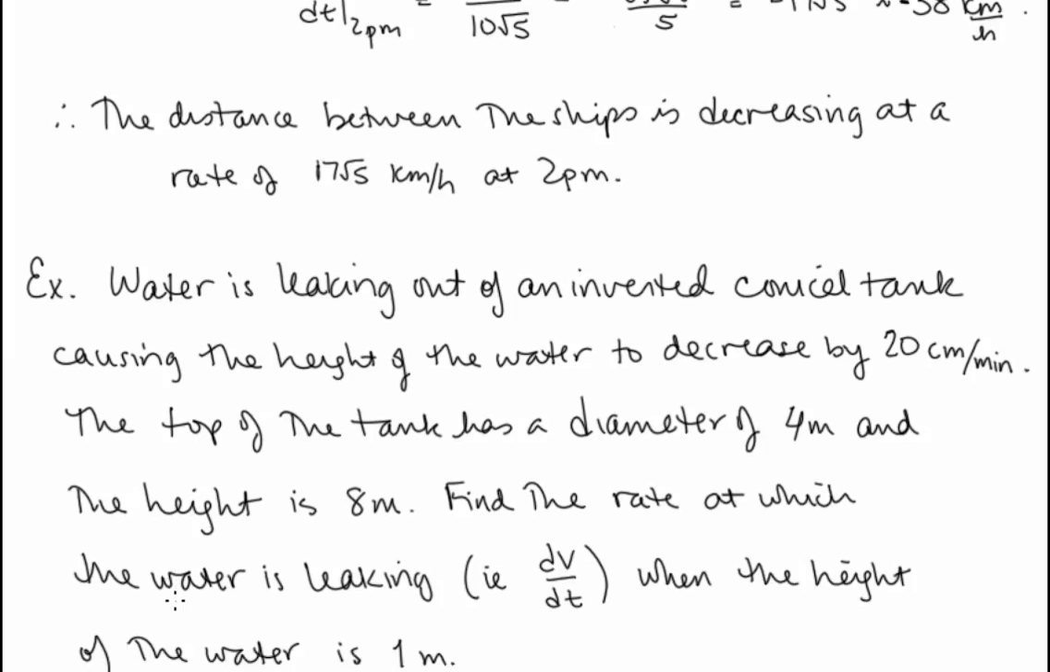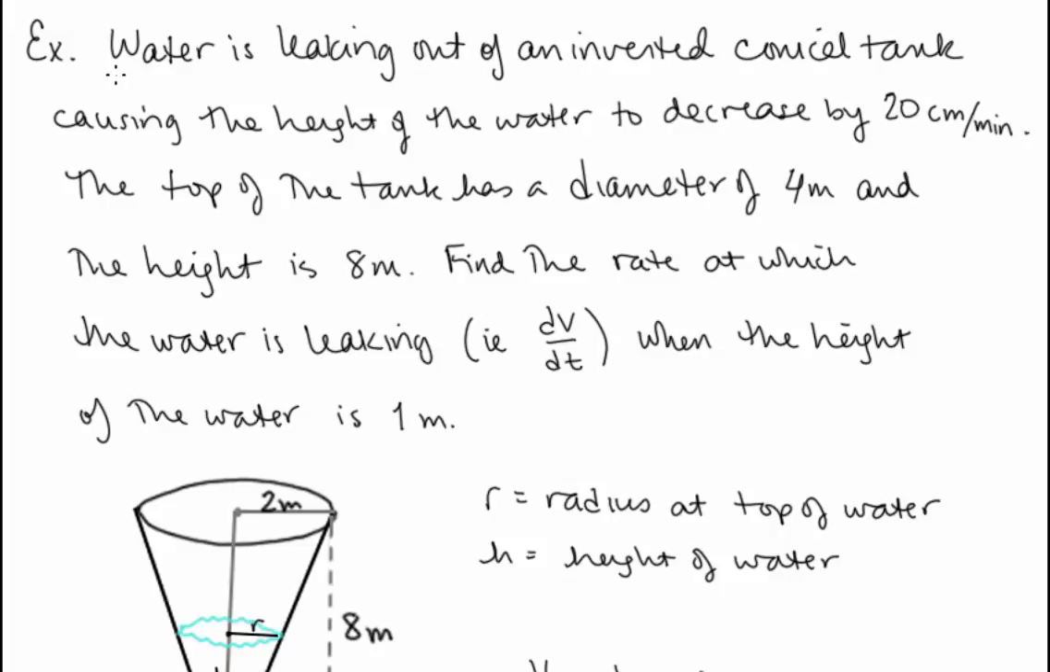Let's take a look at another. Water is leaking out of an inverted conical tank, causing the height of the water to decrease by 20 centimeters per minute. The top of the tank has a diameter of 4 meters and the height is 8 meters. Find the rate at which the water is leaking, that is dV/dt, when the height of the water is 1 meter. Okay, so let's make a sketch here.